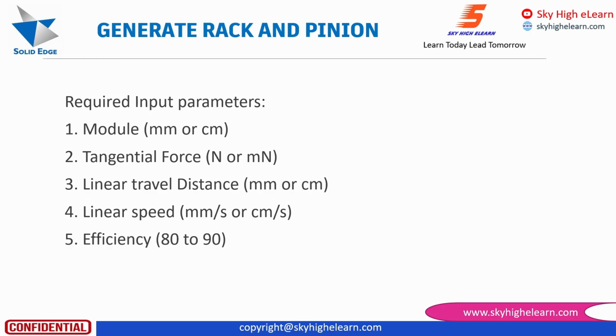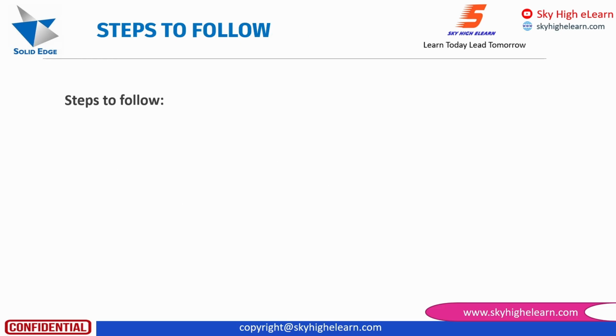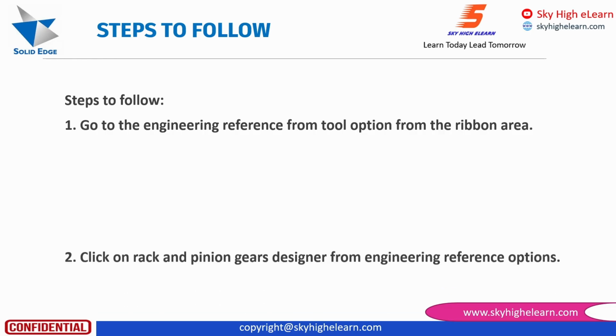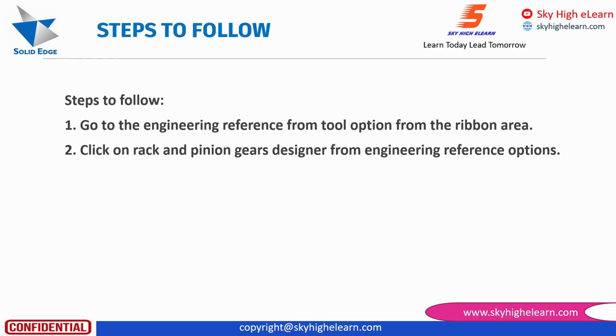These are the input parameters required for configuration of rack and pinion. So we have to follow some steps in Solid Edge to generate these models. First step is to go to the engineering reference category from the ribbon area. Then in the reference area, we have the option rack and pinion gear designer. We have to click on that option.